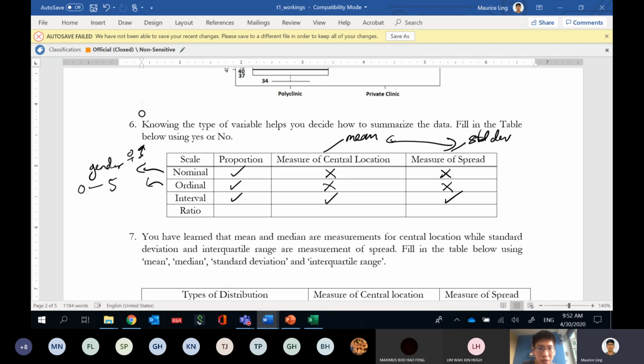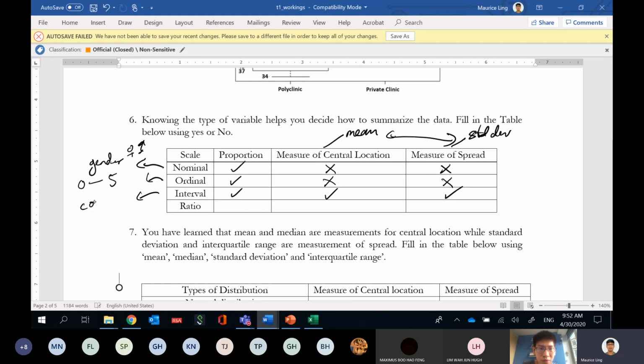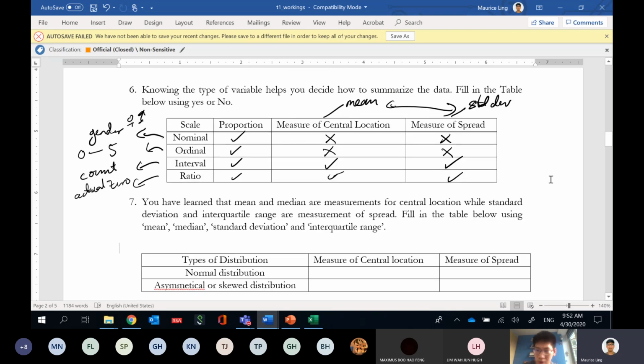Interval will be things like maybe a count. Okay, ratio. There is proportion, there is central location, and there is also spread. Correct. So all this will be useful. The difference between interval and ratio is that ratio has an actual 0, so there's a baseline. All right, any problems so far?